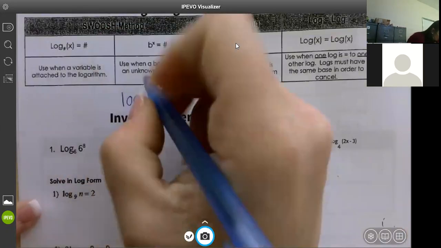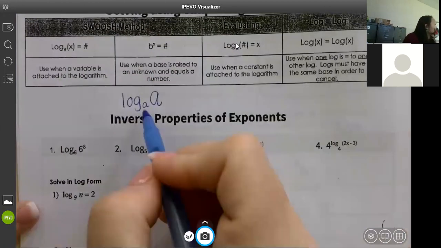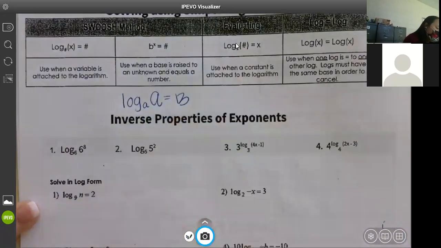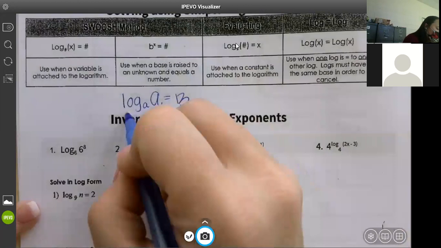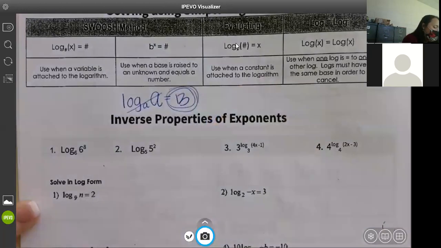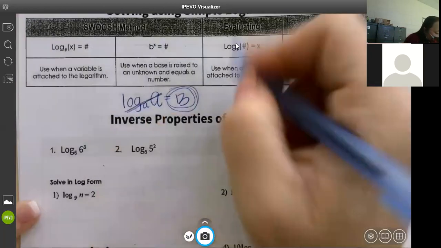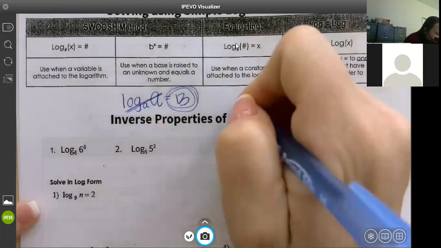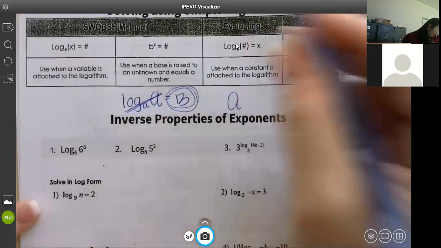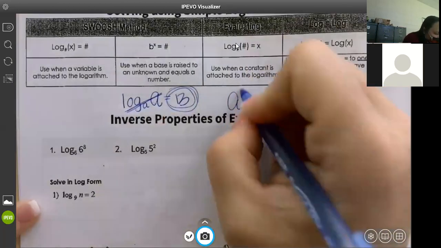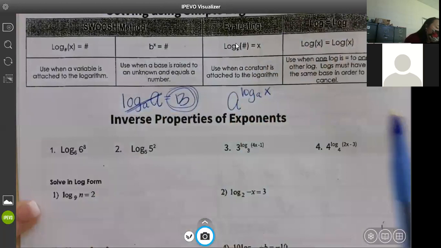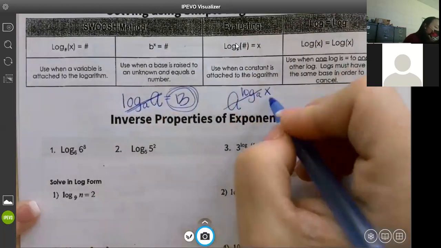So if we have log base A of A, you see how these two are the same? And we set it equal to B. This cancels out and just leaves us with whatever the number is that's left over. So log base A of A will cancel out. If we have base A to log A, that will cancel out. It'll just leave us with a number, okay?